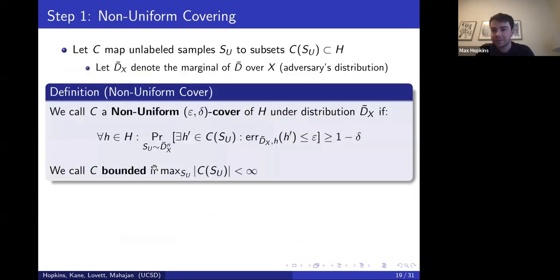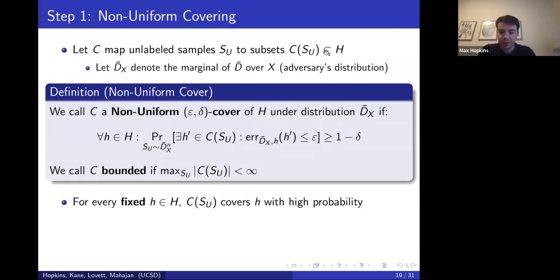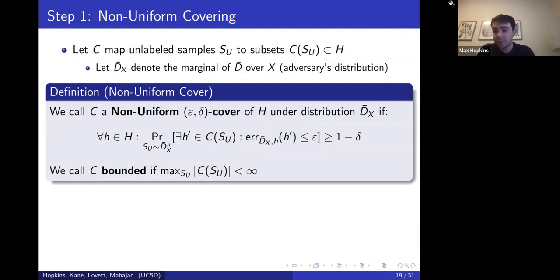Now I want to tell you what I mean by a cover, because we actually use a new form of covering in this work, something called non-uniform covering. It's basically a type of randomized cover. So let me define this for you. Let C be a function or an algorithm that basically maps unlabeled samples, which we'll write as S_U, to subsets of H, C(S_U). And C(S_U) is basically the resulting cover. So basically C is mapping samples to potential covers of H, things that are supposed to approximate H in some sense. And let's let D_X denote the marginal of D over the instance space X. This is just the marginal of the adversary's distribution, just some notation.